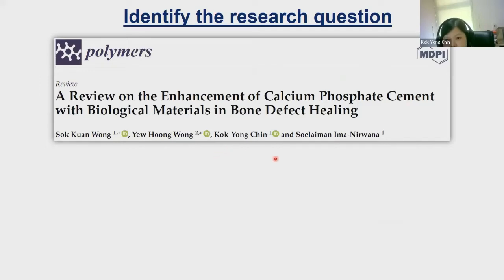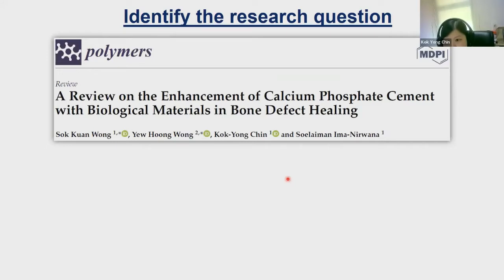article. So I'm picking an example here. This is a review that I wrote last year: a review on the enhancements of calcium phosphate cement with biological materials in bone defect healing. All right. So what I want to show here is that it is very important to identify the research question. This is not the original idea of what I wanted to write, actually.